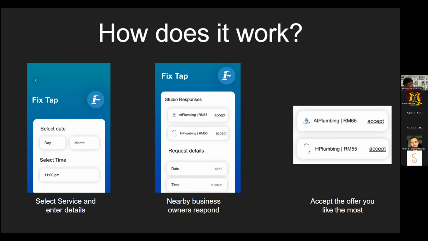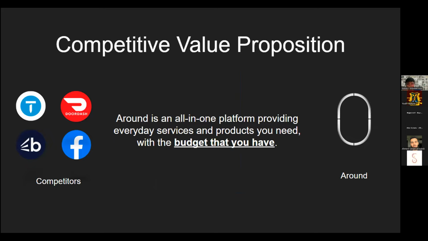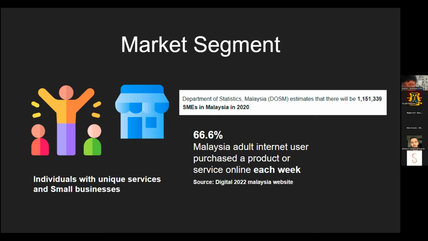Compared to our competitors on the market, Around is the only app that provides everyday services and products customers need with the budget they have. It provides unique tools for business owners to connect with the customers with no hassle. For starters, we'll be focusing on skilled individuals and small businesses looking to broadcast their services to the local market. Given the limited budget that small businesses have, Around is a great tool to reflect the business identity and connect potential long-term customers to them conveniently.